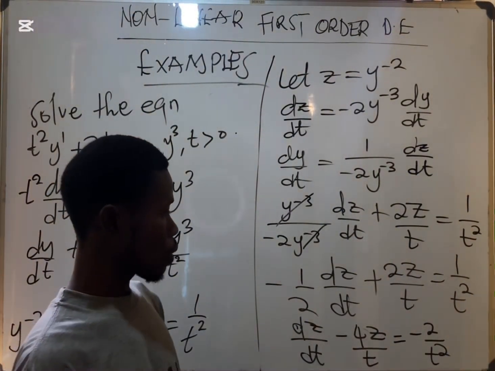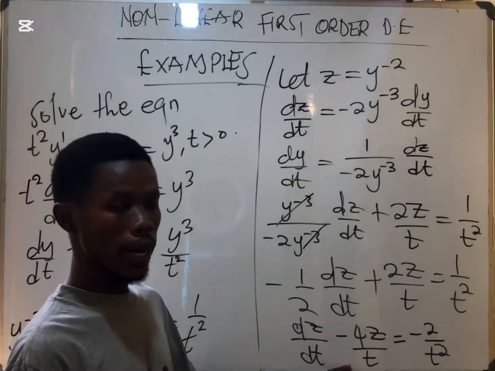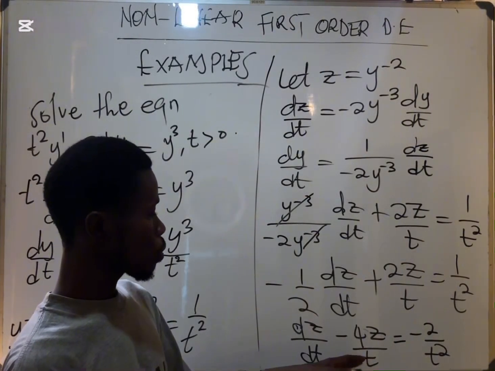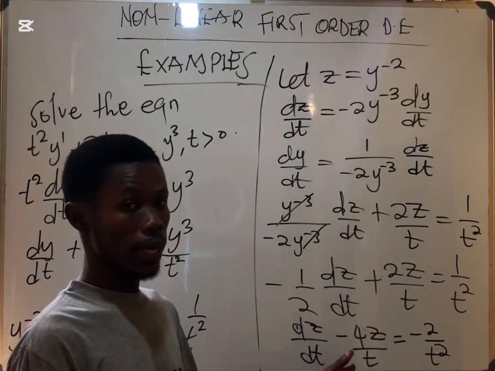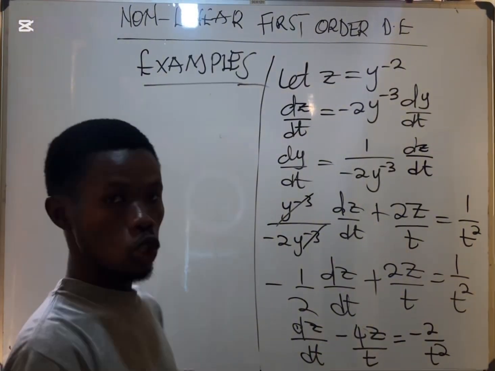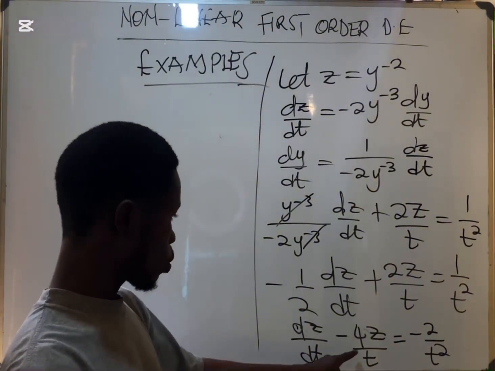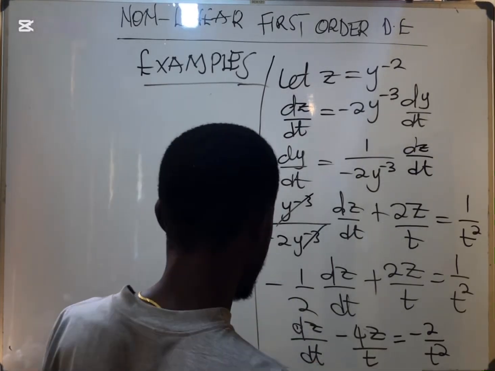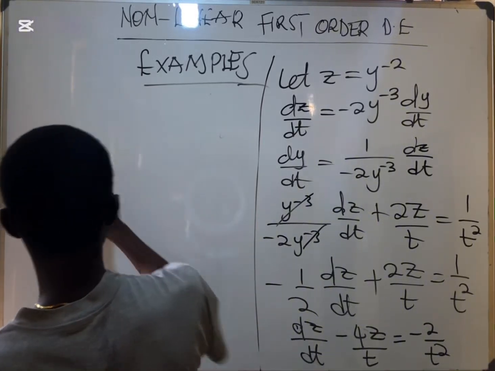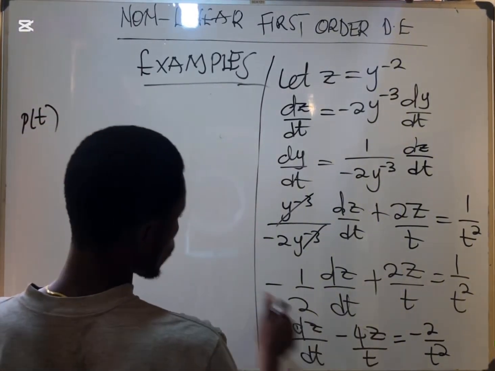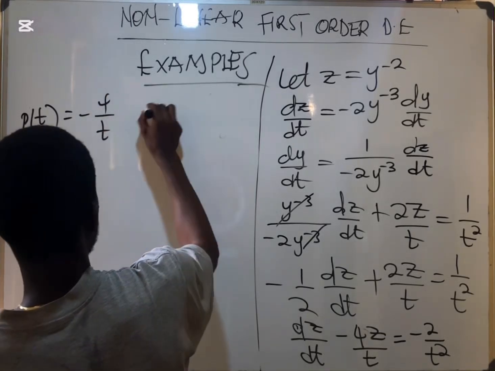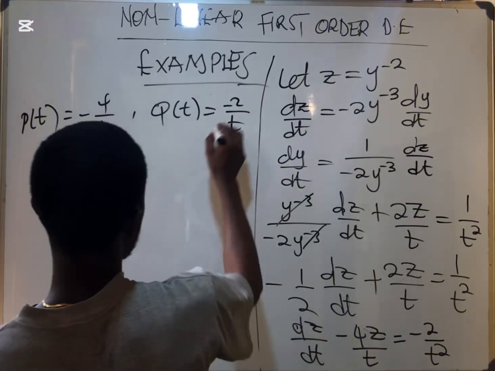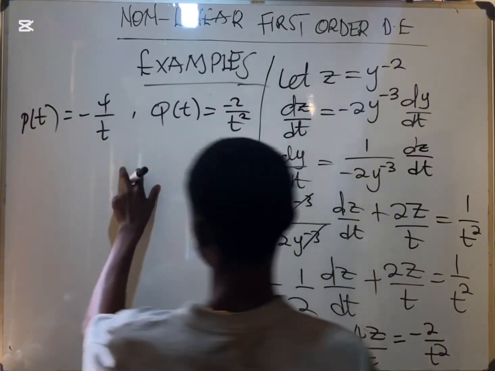Now that we have the linear form, let's use either the method of coefficients or the integrating factor. I want to use the integrating factor. That will be very simple, right? So let's see. Meaning that my p of t will be equal to negative 4 over t and then k of t will be equal to negative 2 over t squared. So this is what I'm going to have.